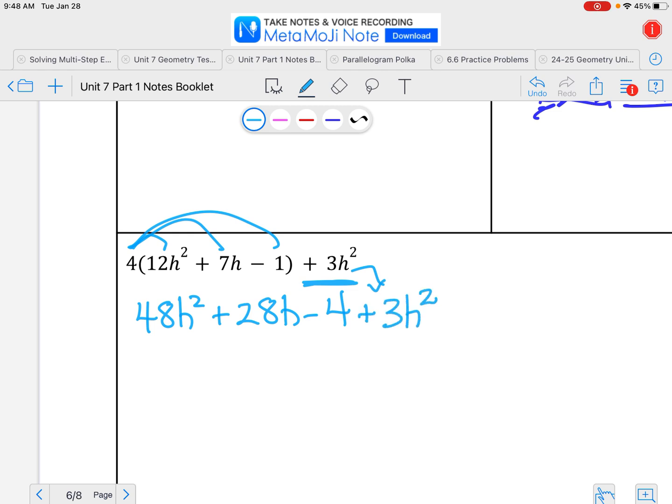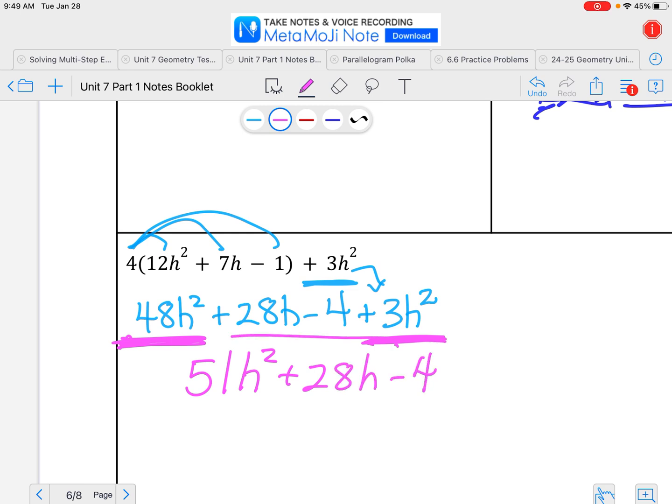Now, yesterday we learned we can only combine by adding and subtracting things that are alike. Like terms have the same letter raised to the same exponent. So I can combine those two and get 51h to the 2nd. I can't combine the others, so I just bring them down. And that's the answer.